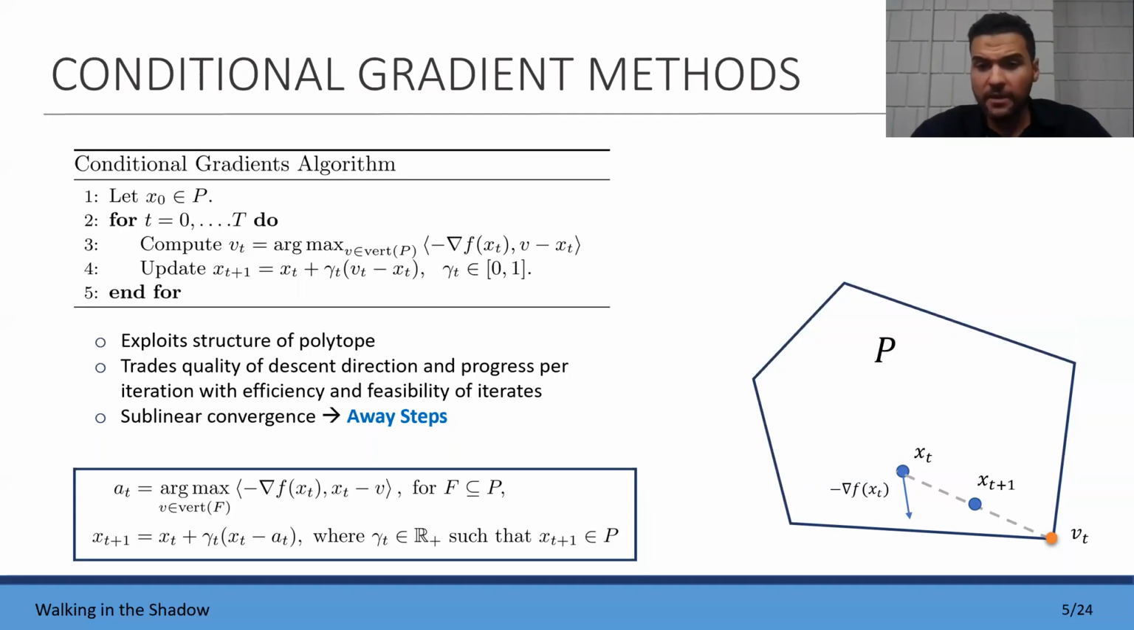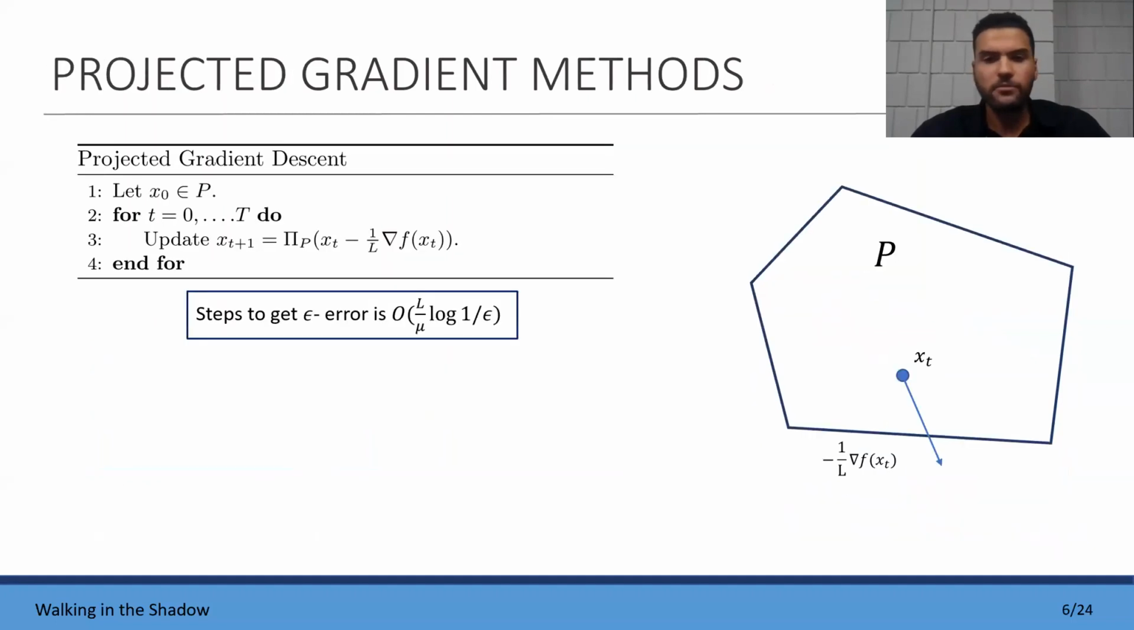And back to our example, upon doing so, this vertex is a_t, and our away descent direction is this green dashed line. And then again, we do a line search along that descent direction, update our iterate as follows. There are many ways to choose that away vertex proposed in the literature, and I'll talk about that more later on in the talk.